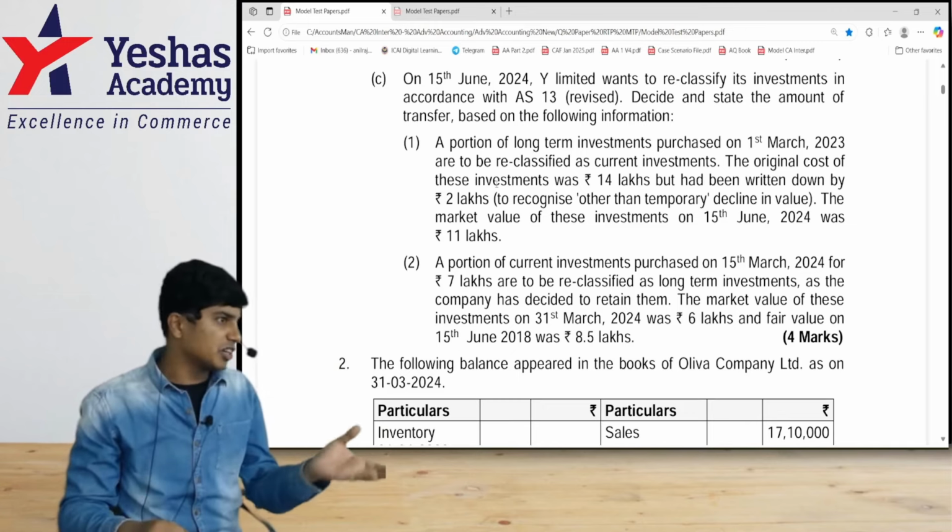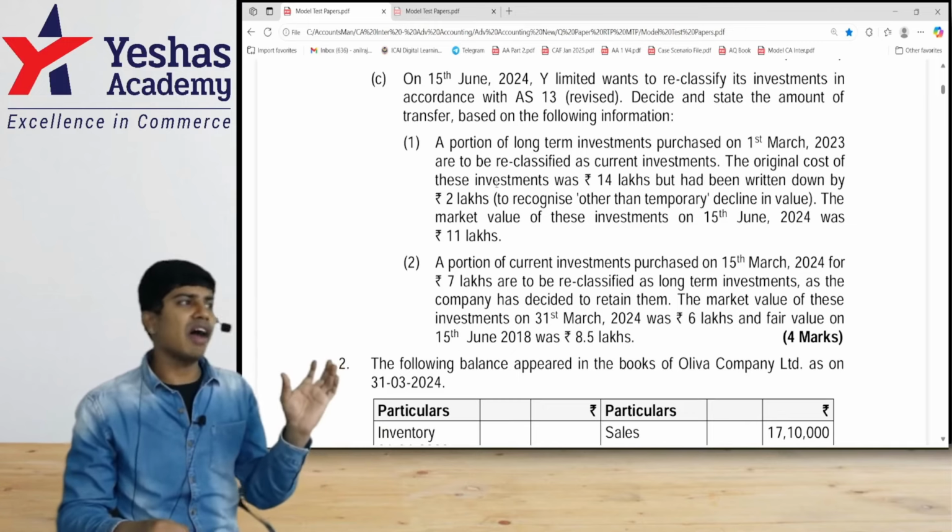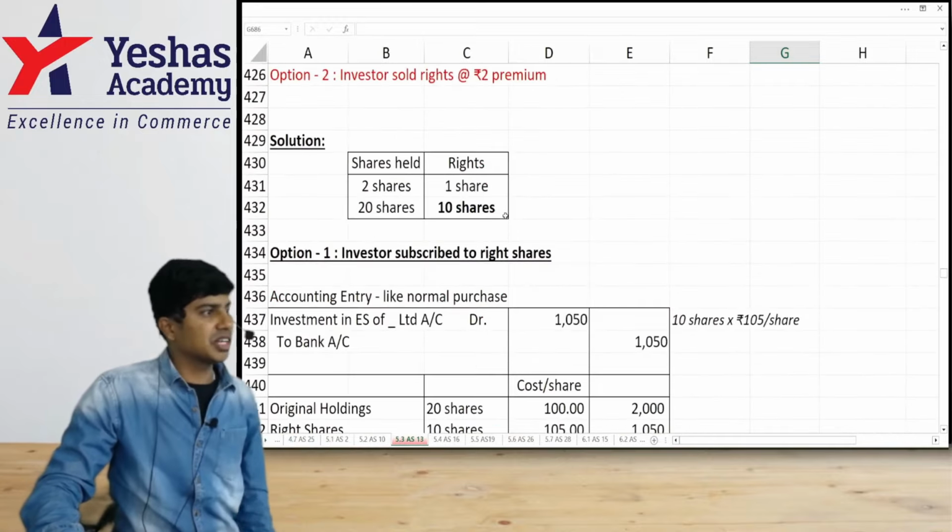You intended to hold an investment for 5 years. Later, you felt like 5 years is too much. I want to hold it for only 1 year now or less than a year. Can you reclassify it to current? Yes, you can do that. You understand what I'm trying to tell? When this reclassification happens, how to measure? Very simple. We've discussed this in accounting standard 13. When you reclassify an investment from current to non-current, it should be recorded at cost or fair market value, whichever is less on that reclassification.